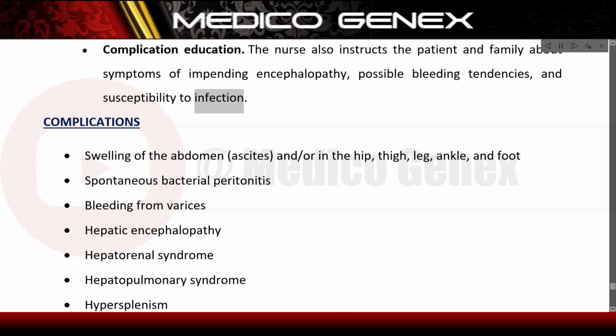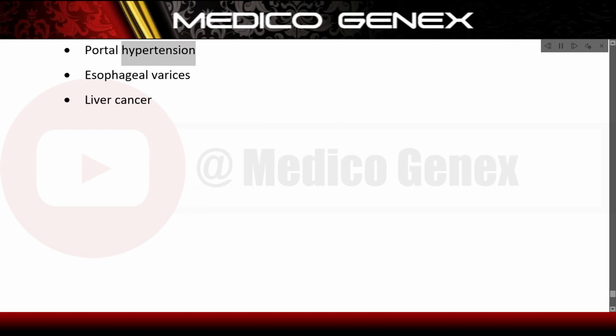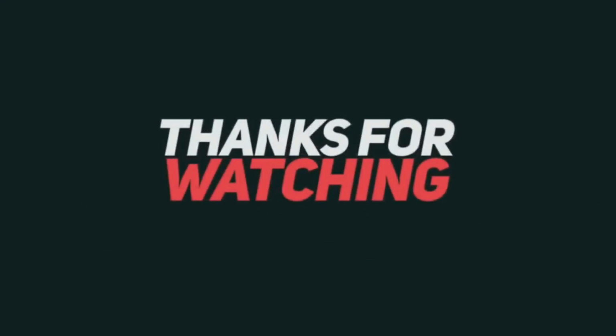Complications. Swelling of the abdomen, ascites, and/or in the hip, thigh, leg, ankle, and foot. Spontaneous bacterial peritonitis. Bleeding from varices. Hepatic encephalopathy. Hepatorenal syndrome. Hepatopulmonary syndrome. Hypersplenism. Portal hypertension. Esophageal varices. Liver cancer.